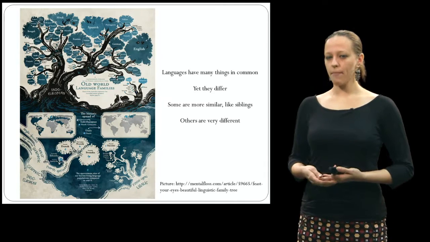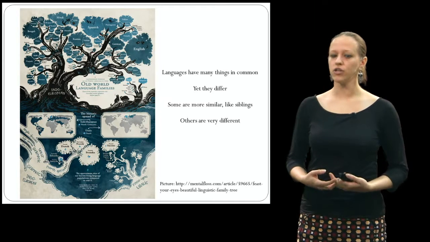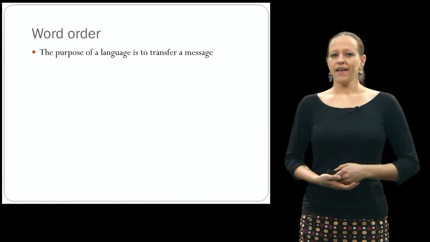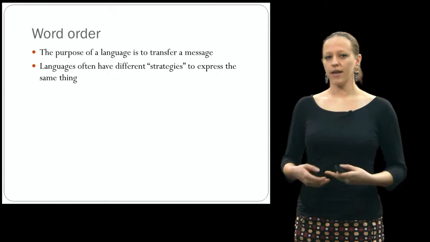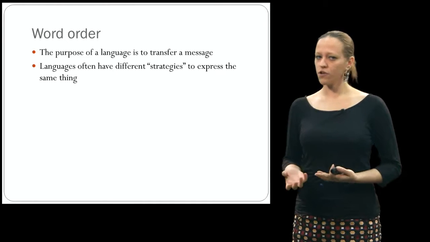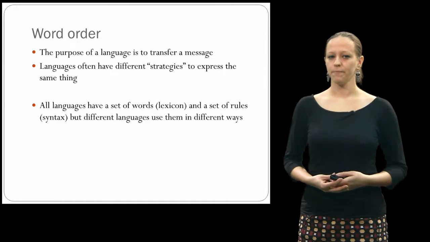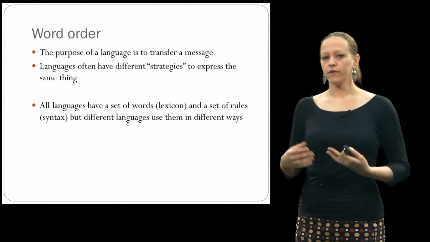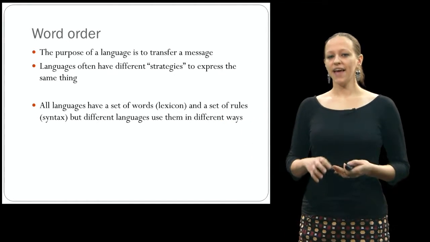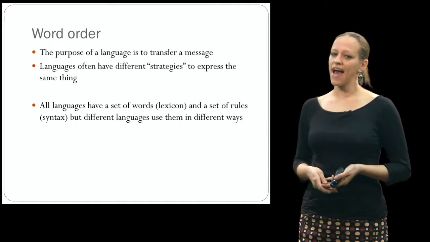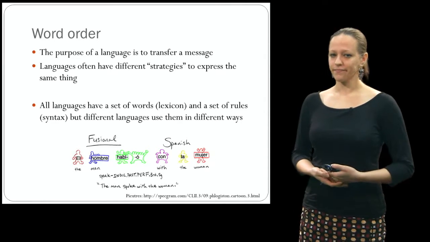And now we're not talking about the words of the language, the lexicon. We are talking about how the language is built up. The purpose of a language is always to transfer a message. But how languages transfer the message can differ. They can use different strategies to express the same thing. All languages have two basic parts. They have the words, which are called the lexicon, and they have some set of rules, which is called the syntax or also grammar. But different languages use them in different ways.